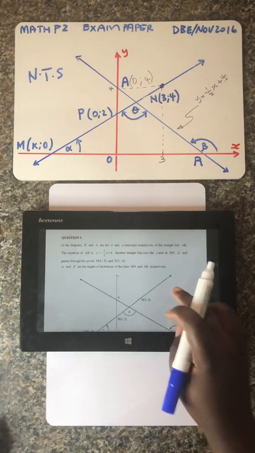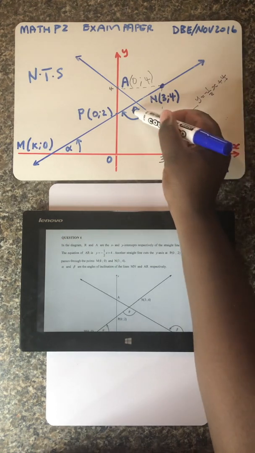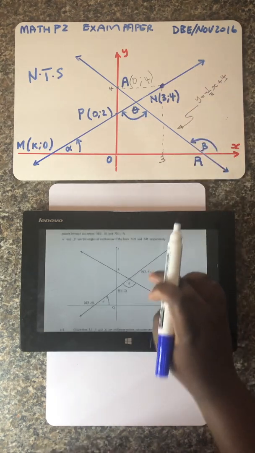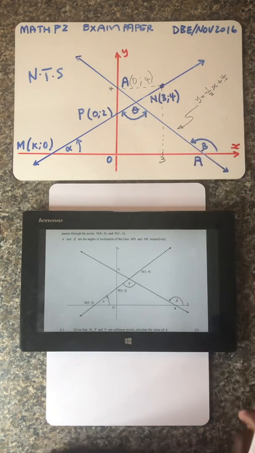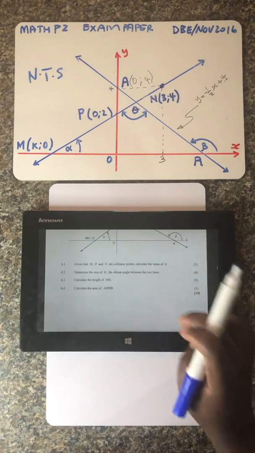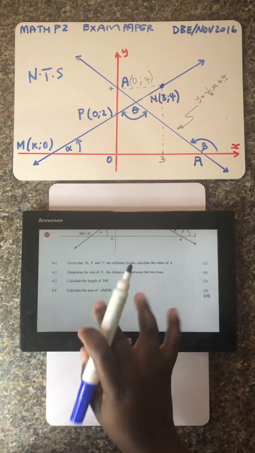So ladies and gentlemen, something which is not given in this statement is that angle there, angle theta. Because it's not given but is there on the diagram, you should also be aware that some questions might refer to that angle theta. Okay, so now let's start with the first question, question 4.1.